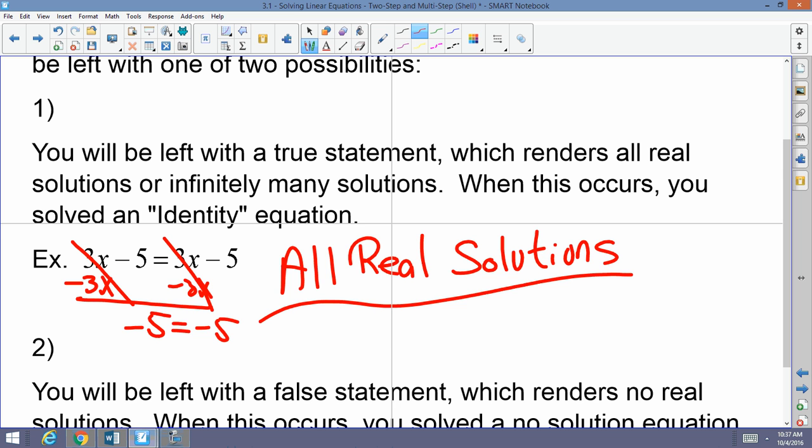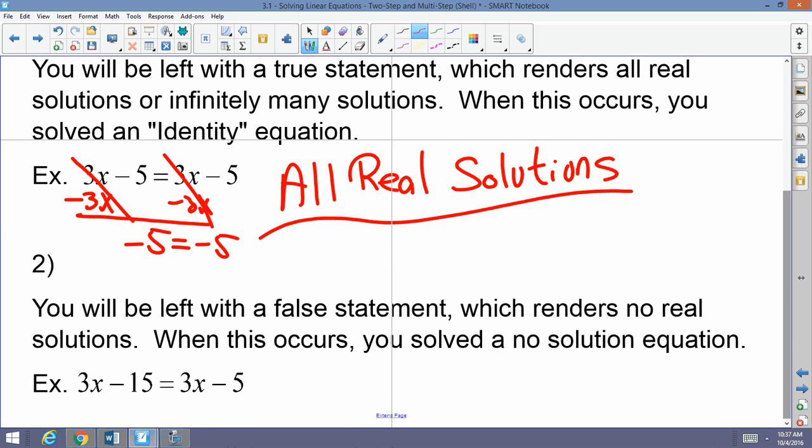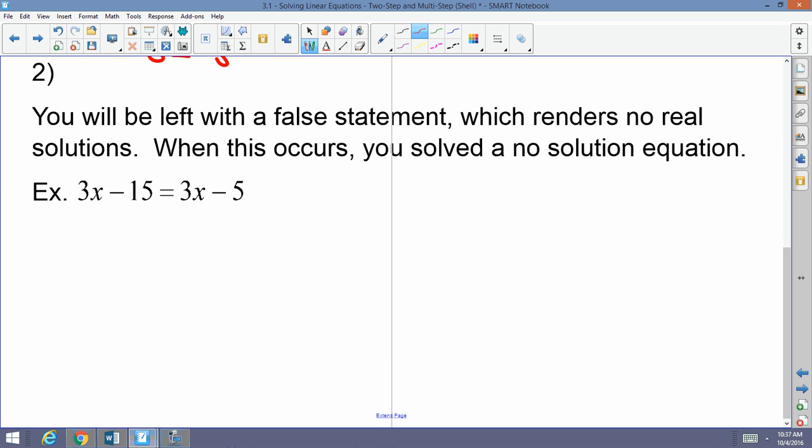Does that make sense? Okay. Option 2, you'll be left with a false statement, which renders no real solution. When this occurs, you solve a no solution equation. Here, the 3x's will cancel out, and you're going to be left with negative 15 equals negative 5. Is that a true statement? So this is no solution.